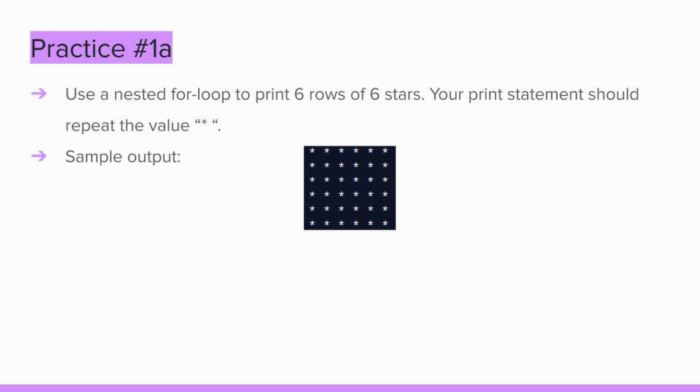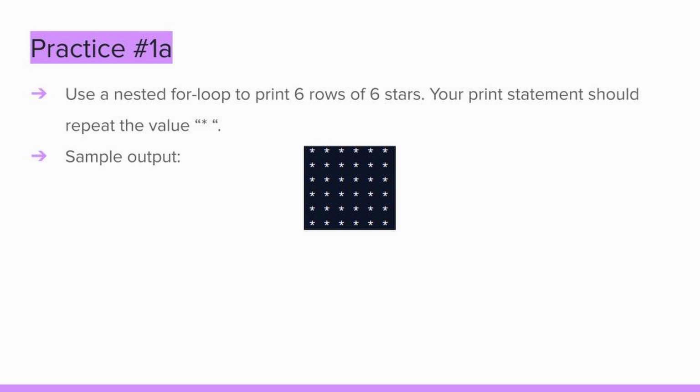All right, let's try some practice. This question asks us to use a nested for loop to print 6 rows of 6 stars. The print statement inside the inner loop should repeat a star and a space. This will make the output look nicer. Pause the video now and resume the video to go over the answer.